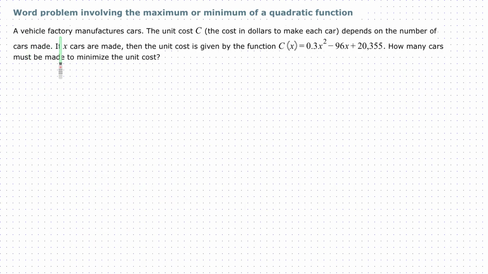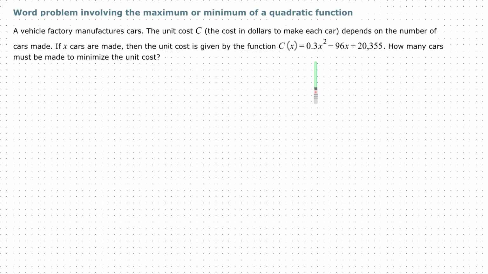A vehicle factory manufactures cars. The unit cost, C, the cost in dollars to make each car, depends on the number of cars made. If x cars are made, then the unit cost is given by the function C of x. How many cars must be made to minimize the unit cost?